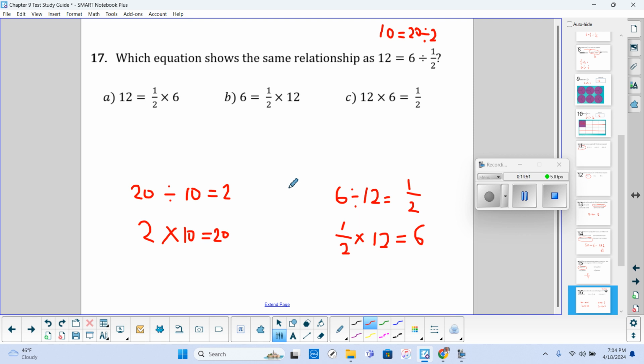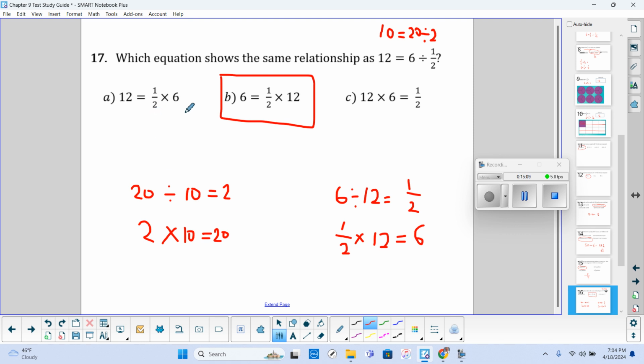So let's look at these answer choices. First of all, does one of them look like this? Well, 1/2 times 12 equals 6 is basically this answer right here, and mathematically it makes sense. But let's try the other ones to see if they mathematically make sense.